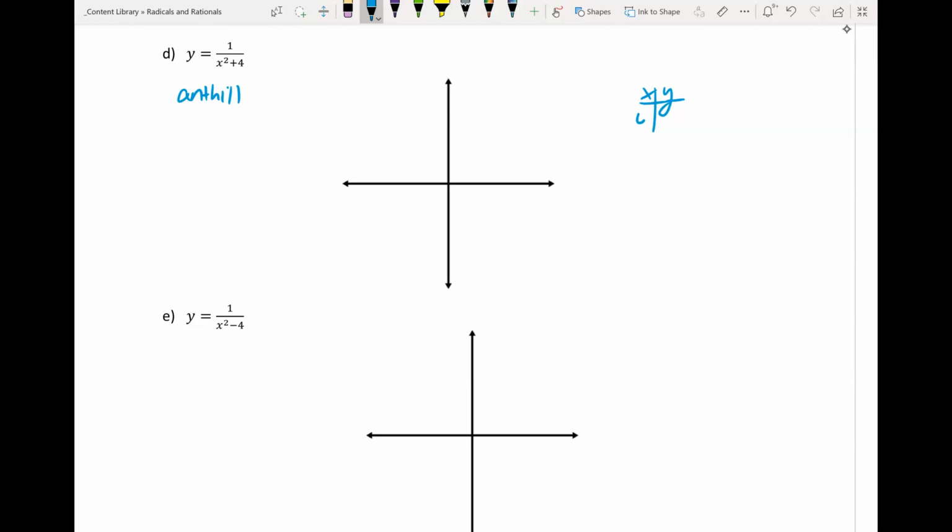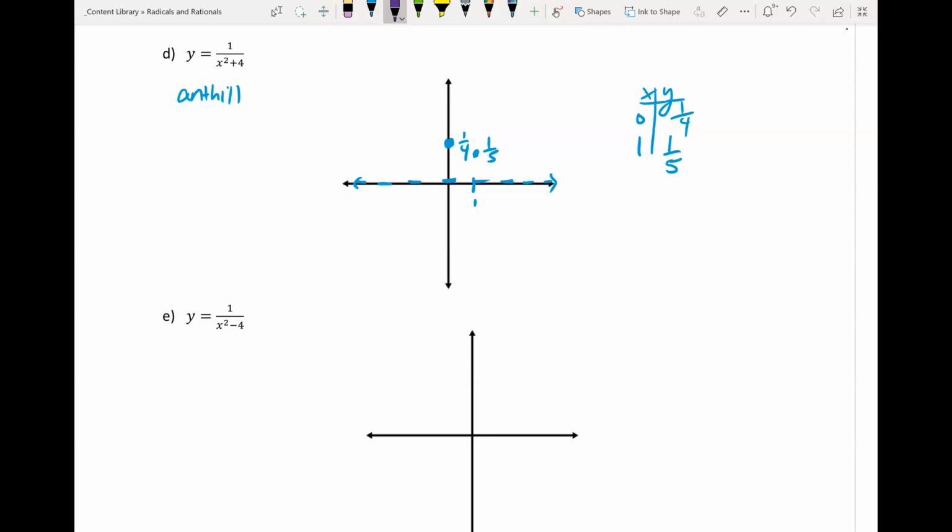So we can pick 0, we can also pick 1. So if we plugged in 0, we're going to get 1 over 4. And if we plugged in 1, we're going to get 1 over 5. You still have a horizontal asymptote though at y equals 0. And then we have a point at (0, 1/4), and then another point at (1, 1/5).